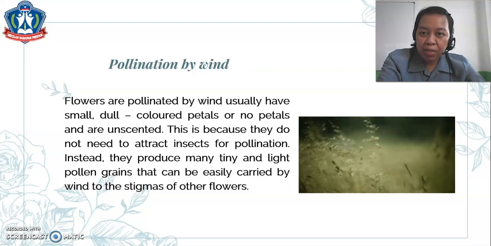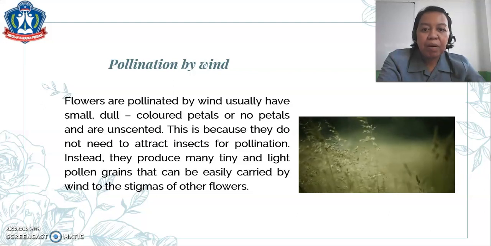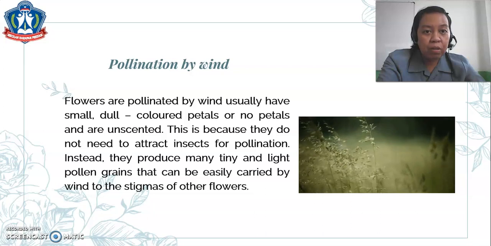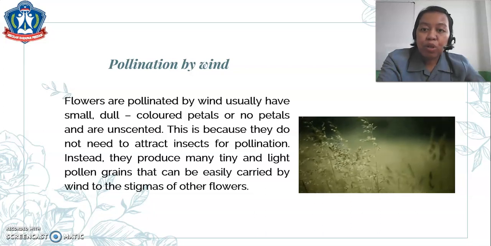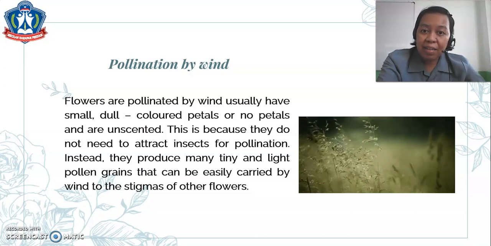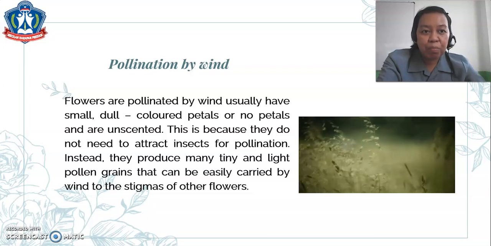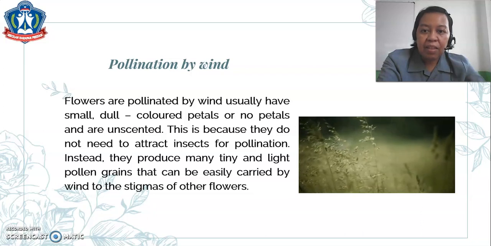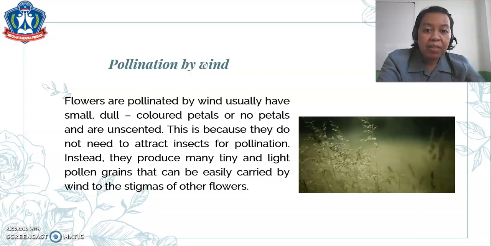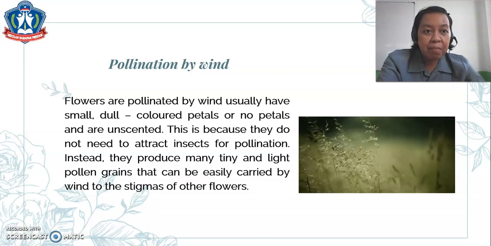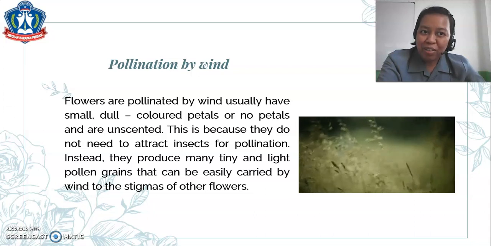Pollination by wind. Flowers pollinated by wind usually have small, dull-colored petals or no petals and are unscented. This is because they do not need to attract insects for pollination. Instead, they produce many tiny and light pollen grains that can be easily carried by wind to the stigmas of other flowers.